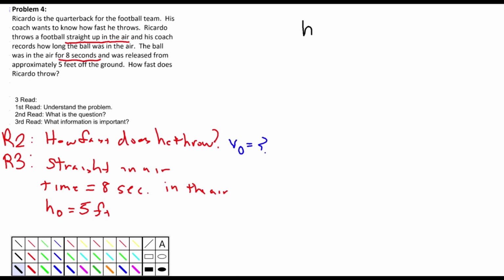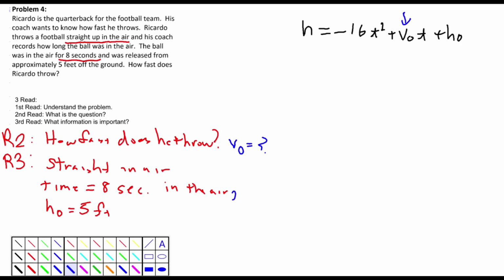So h, because we're throwing the ball straight up in the air, we can use our projectile motion equation. So negative 16 t squared plus the initial velocity times t plus our initial height. Perfect. Now let's see what we do know. We want to find our initial velocity, so that's going to be still there. We know the ball is in the air for 8 seconds.